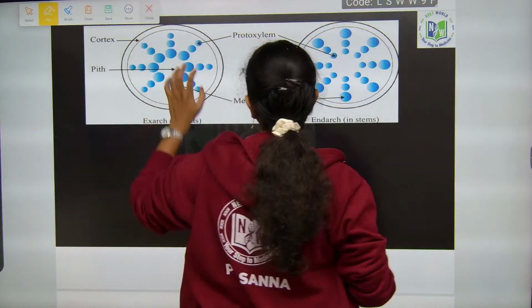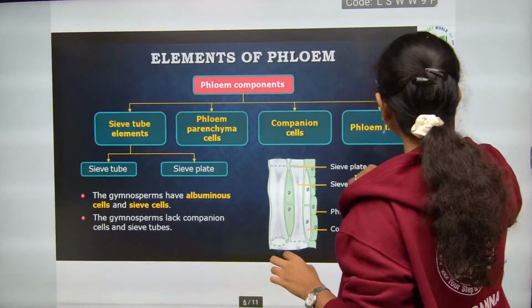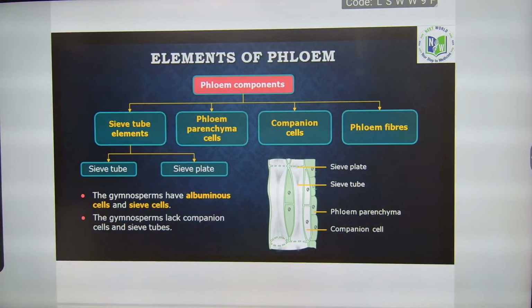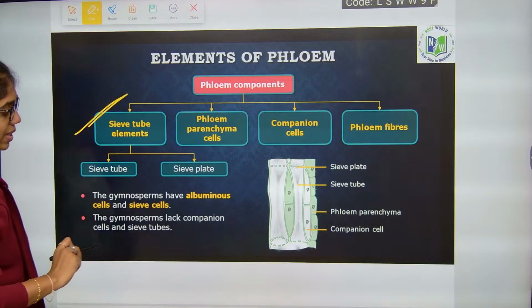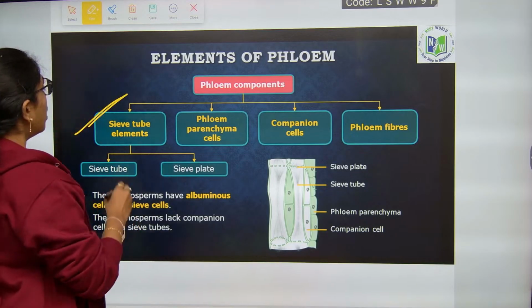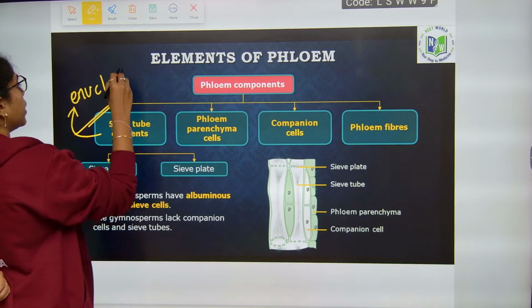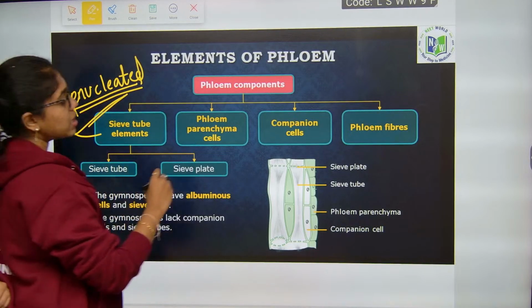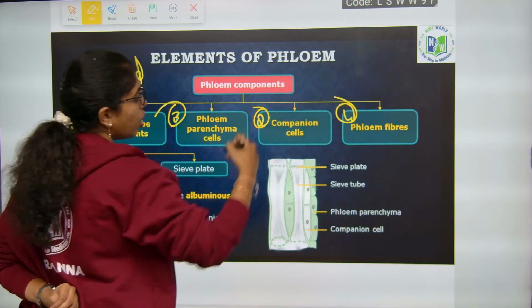Next you see, elements of phloem. What are the elements of phloem which are present in the advanced division of plant kingdom, that is angiosperms? All the 4 components include, first is what? Sieve tube elements. Sieve tube elements are enucleated. They don't have nucleus. Second component is companion cells, third is phloem parenchyma, and fourth is phloem fibers.